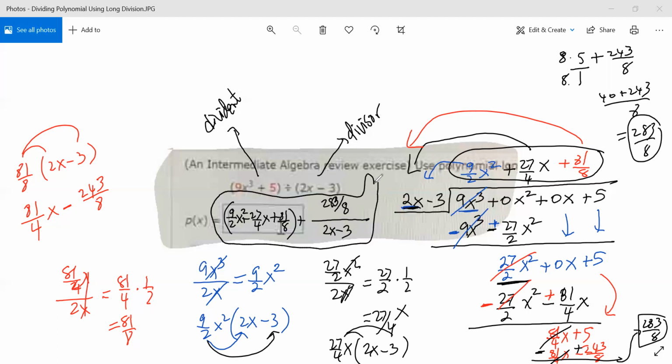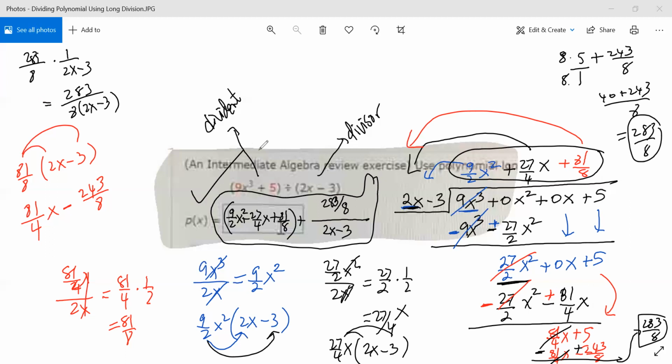That should be it. But if it doesn't, then you can just put an 8 on the bottom. So alternatively, because 283 over 8, and then divided by 2x minus 3 means you multiply by 2x minus 3, which this could be 283 over 8 times 2x minus 3. It could be written like this too, but this should be okay, I think.